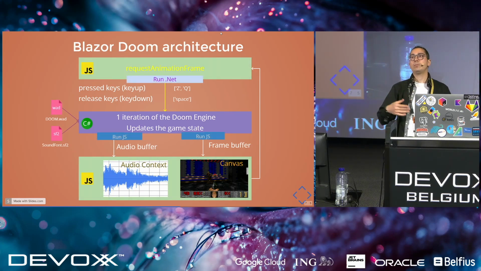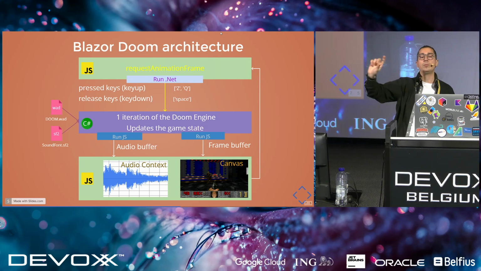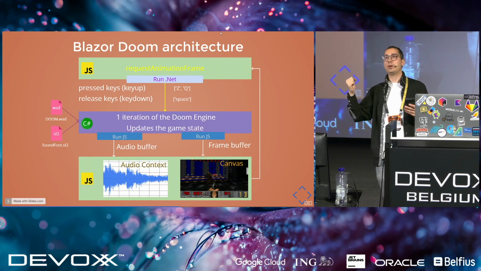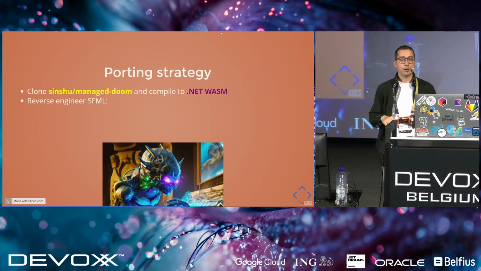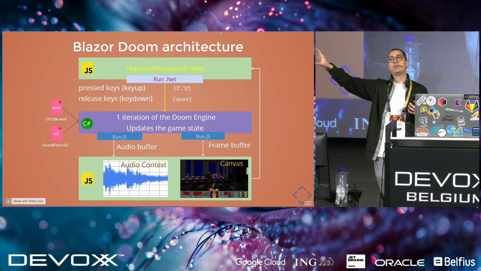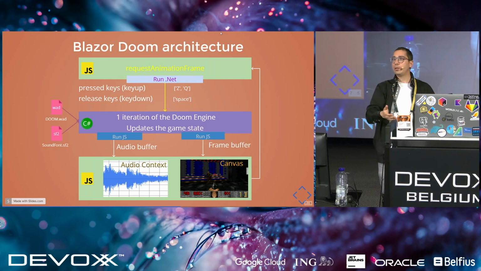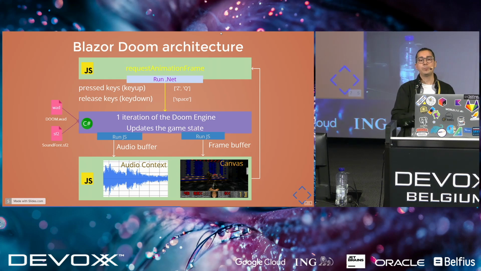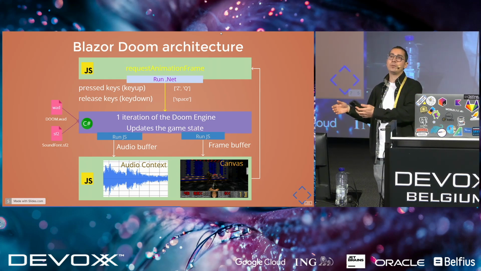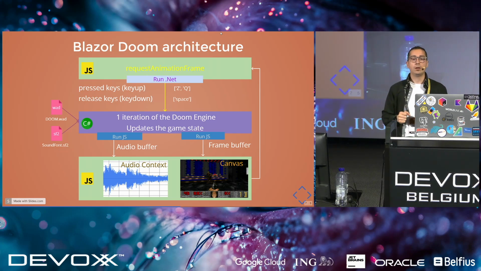So what I did, basically, I replaced the loop with a request animation frame. So I'm on the JavaScript side, and then I do a call to .NET to update the game state by sending the input, which has been captured from the JavaScript side also. And when the game state is updated on the C# side, we go back to the JavaScript side to play the audio and render the frame. The audio is played with the audio context JavaScript API, and the frame is rendered with the HTML canvas, which is a standard way of rendering games in the web.